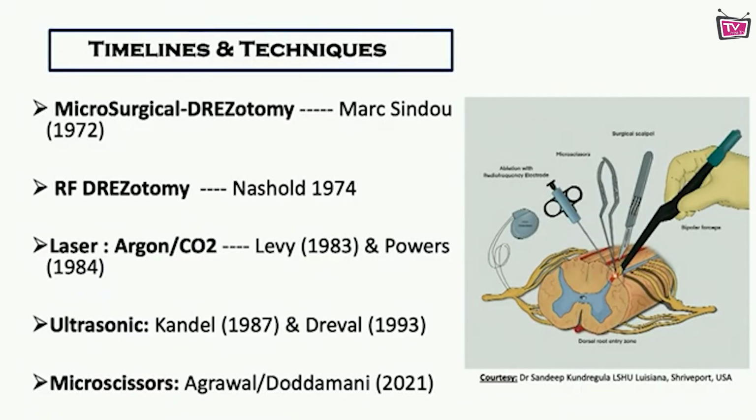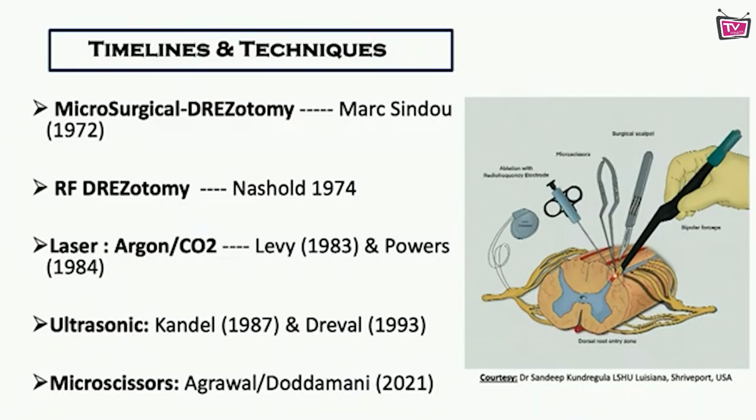There have been various techniques described. The first one was by Marc Sindou, from France, and it was his med school thesis. He was the first to describe the mechanism, as well as the technique of performing this microsurgical DREZotomy. Then came the technique by Nashold, which was RF lesioning, and then various other modalities came in, like laser and ultrasonic.